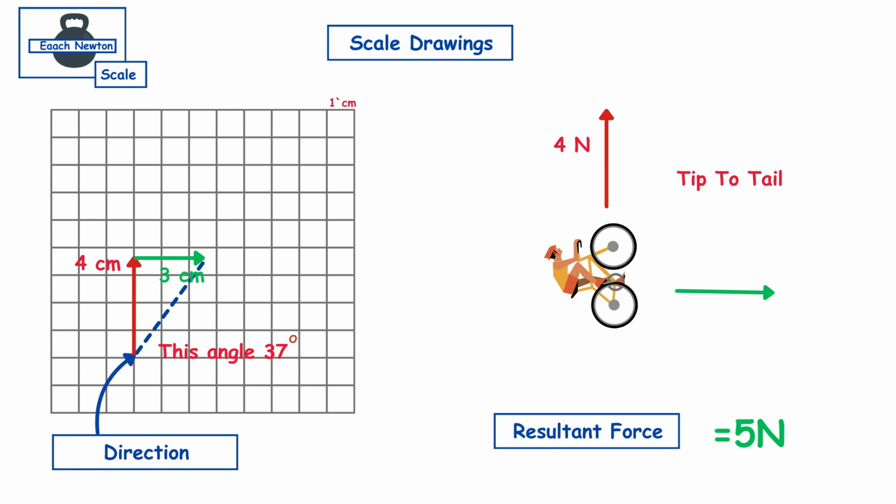Because our diagram is created to scale, we can measure the length of the resultant vector directly using a ruler. In this case, the measured length is 5 centimeters, and since 1 centimeter represents 1 newton, the magnitude of the resultant force is 5 newtons. To determine the direction of this resultant force, we use a protractor to measure the angle it makes with the original northward direction. This angle is approximately 37 degrees. Therefore, we can describe the resultant force as 5 newtons acting at a bearing of 37 degrees from north.